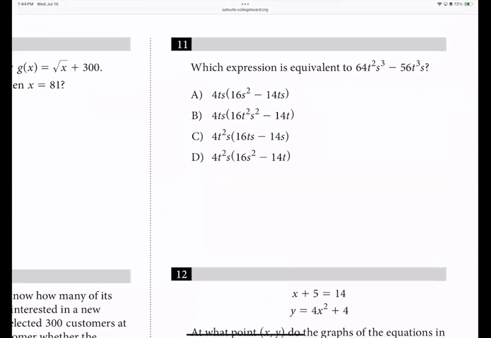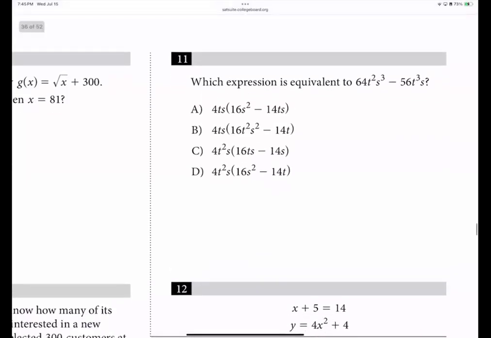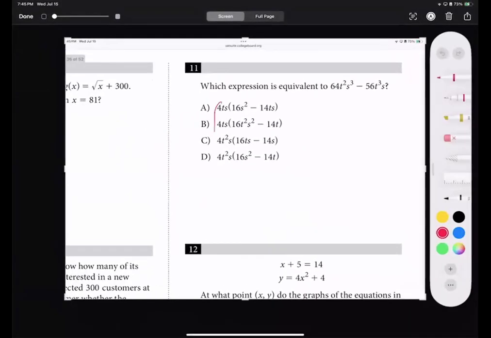Next one. D. Yes, Monica, the answers are a hint for you already.